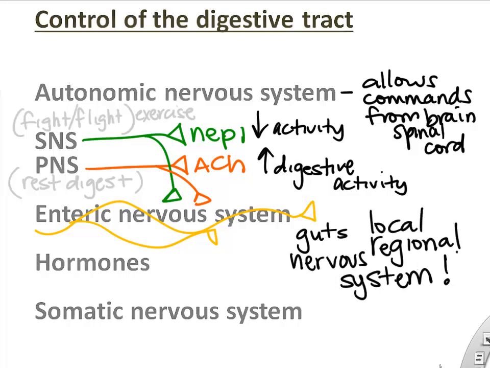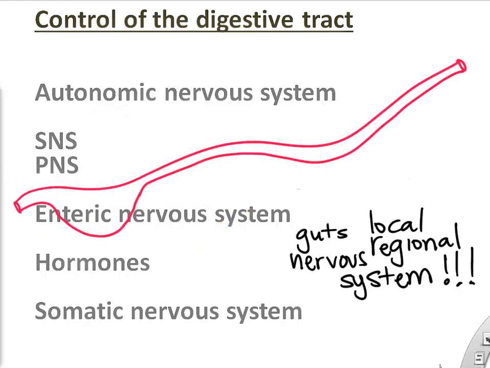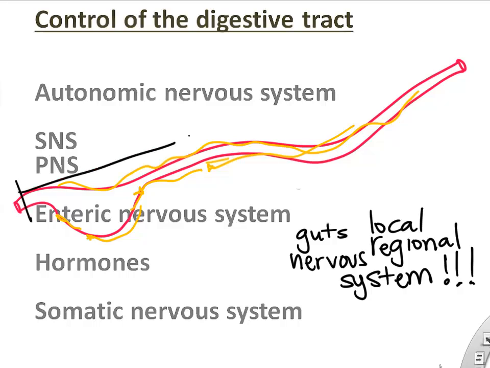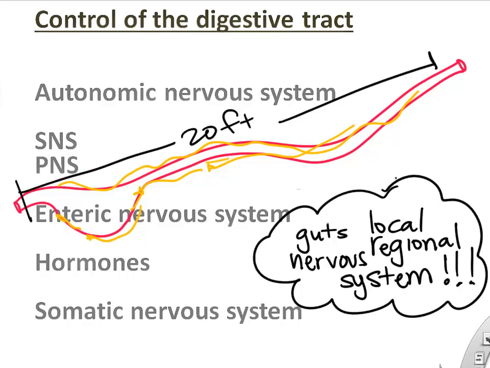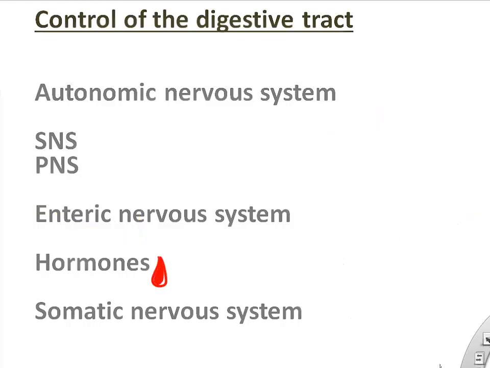The enteric nervous system is a local and regional nervous system inherent to the digestive tube itself. So it's pretty cool because the digestive system is so long, it really needs its own sort of nervous system to control things all by itself, independent of your brain and spinal cord.